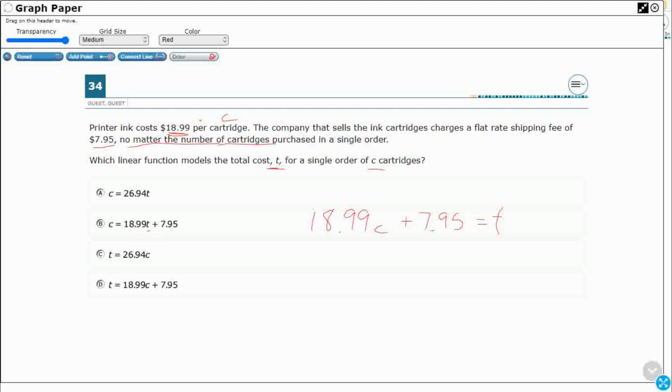some C's. Look at that. We've got some C's and some T's flipped right here. Okay, so we need to make sure that the total cost T is on one side of the equation. So we've got that right there, and then the C is the per cartridge, right? All right, so our answer is D.